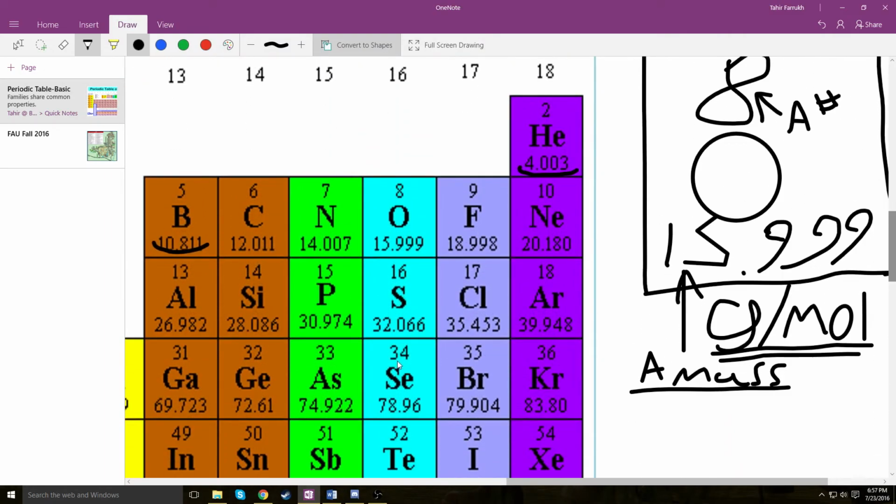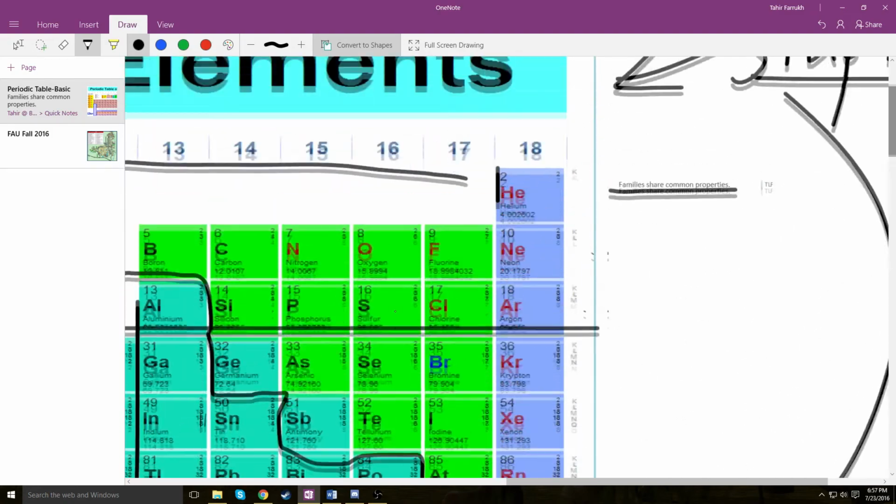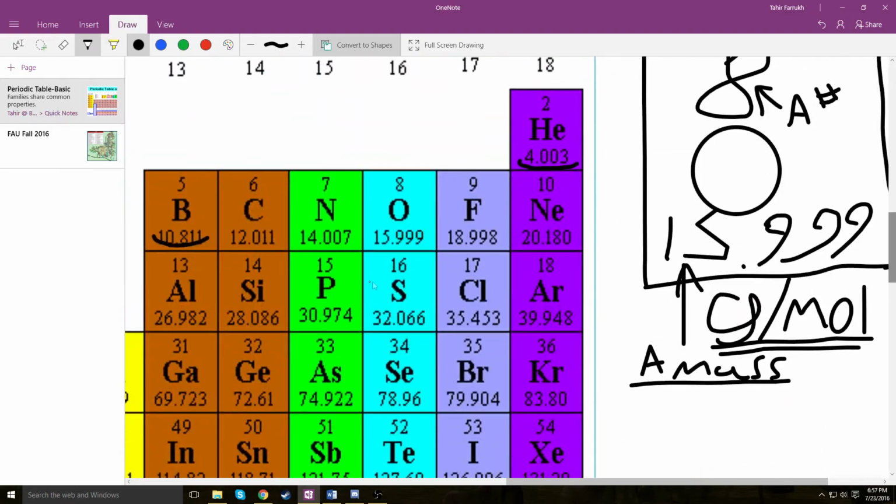forgot which one. I think this is... No, that's not silicon. This is sulfur. How could I forget that? This is an atomic weight of about 32, but it says 32.0666. Basically, our atomic mass can be used to find out the number of neutrons.